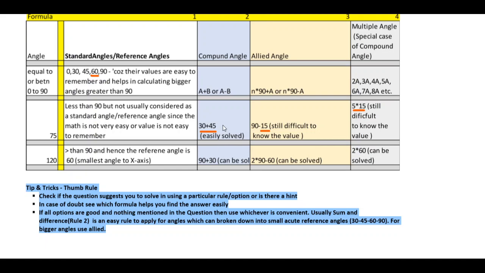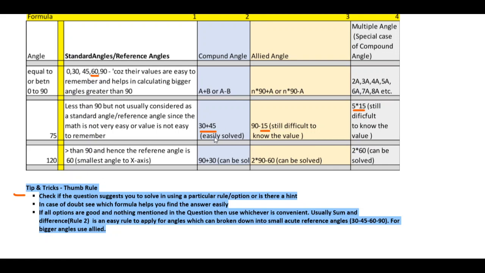If it easily fits into a combination of compound angles, take the shot, do compound angles. If the angles are too large and if it does not fit in easily, then more than likely it's going to be allied angle or kind of multiple angle. So that's how you should imagine, and that's the reason I put the tips and tricks here as a thumb rule. Check if the question suggests you to solve in a particular rule. If they're asking you to solve in a particular rule, you will have to do that. So solve this problem using compound angle formula, so you don't have a choice, which is a good thing because the hint is given. But in case you're not sure which formula you should apply, then use this logic.